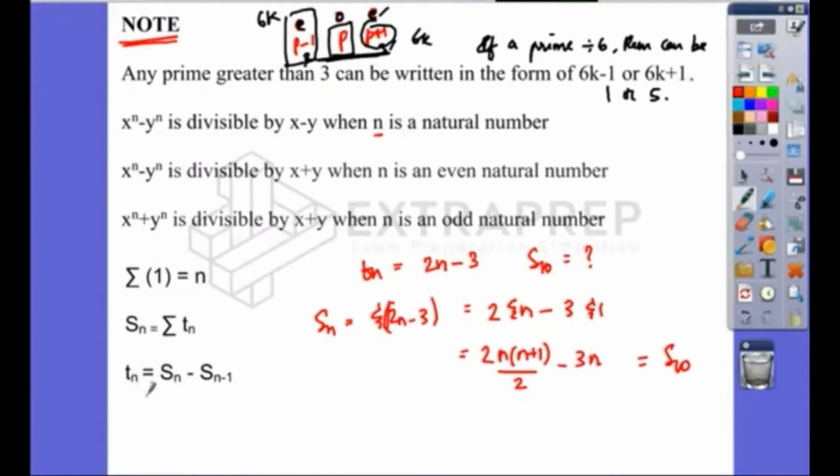Then, if the sum of n terms is given like this, 2x cube minus 3x square plus 5x plus 7, and I ask you to find the fifth term. This is a question. Sum of n terms is 2n cube minus 3n square plus 5n plus 7. What is the fifth term is the question.